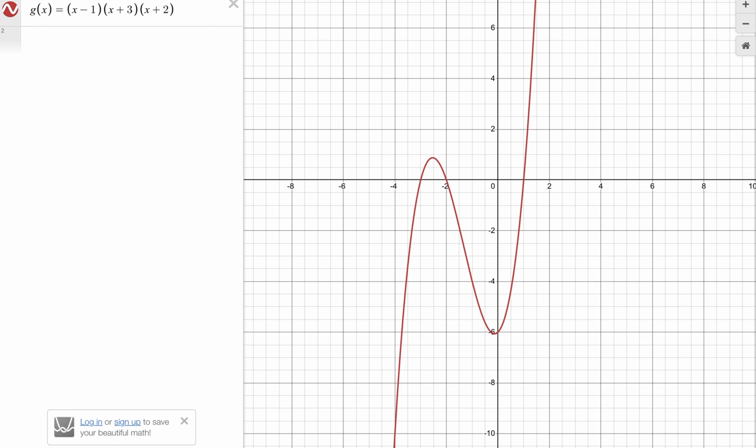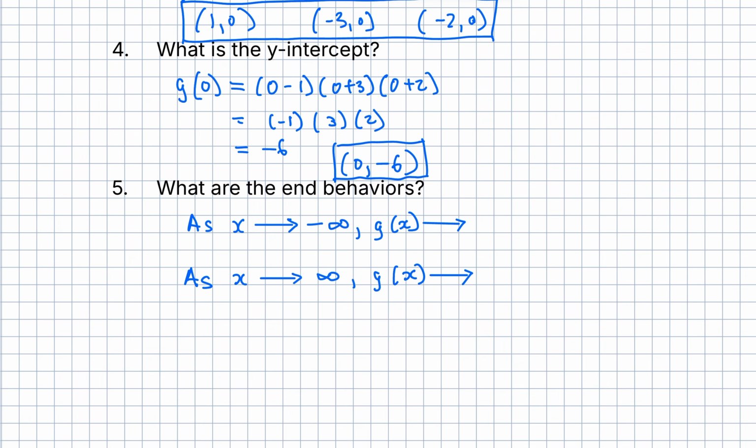We see what this function looks like, and as you will notice, when x moves to the left, my function drops way down to negative infinity, okay? So what that means is as x moves to negative infinity, so we're moving to the left here, my function drops to negative infinity, okay?